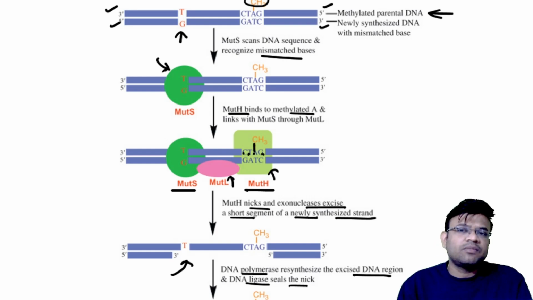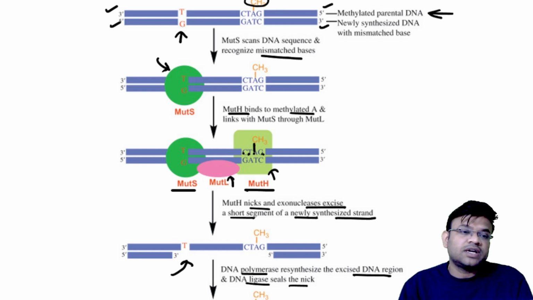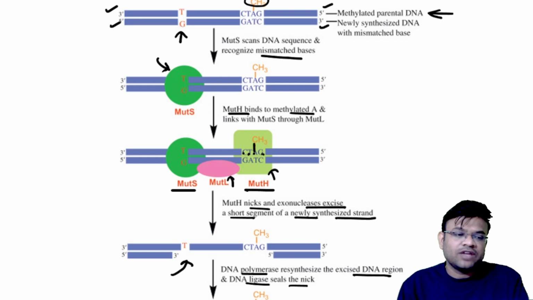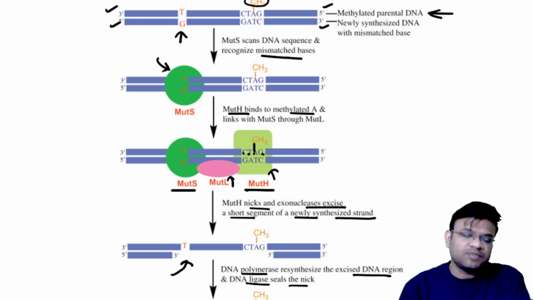Majorly you should know about the functionality of MutH, MutS and MutL. Apart from that, DNA polymerase and DNA helicase 2 also are important. You should also know that this entire process occurs in the case of replication, whenever the replication is occurring. So this is the entire thing about the mismatch repair system.